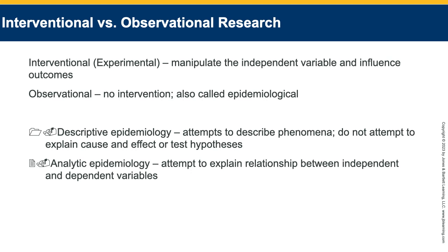Two different types of observational research include descriptive epidemiology and analytic epidemiology. Descriptive epidemiology is an attempt to describe a specific phenomenon. It does not attempt to explain cause and effect or to test any type of hypothesis. Analytic epidemiology is an attempt to explain the relationship and the independent variables involved.